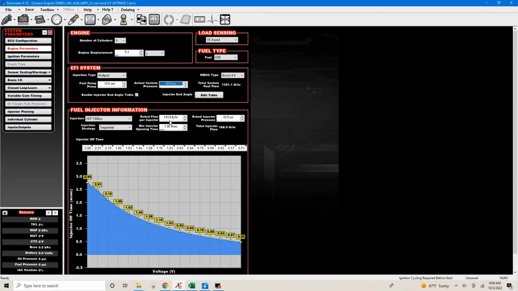The next one we need to look at is the rated flow per injector. We need to find out if this number is right, because this is a default that Holley sets in the program, and we need to figure out if it's close or off, because we want this information to be exact.